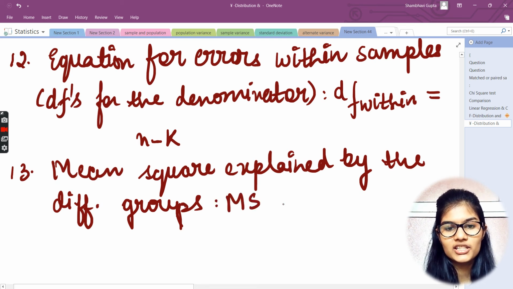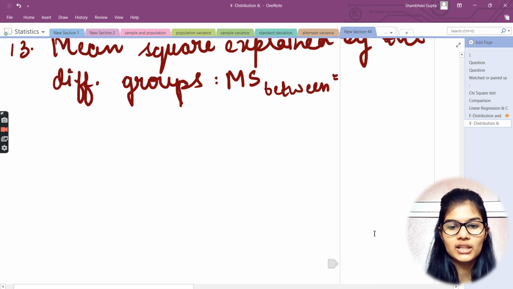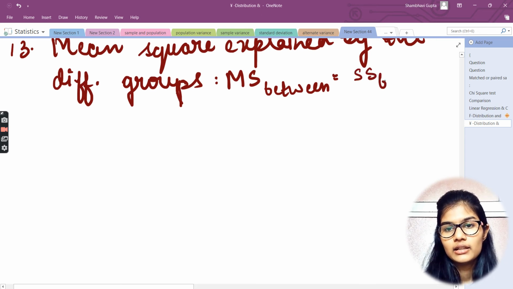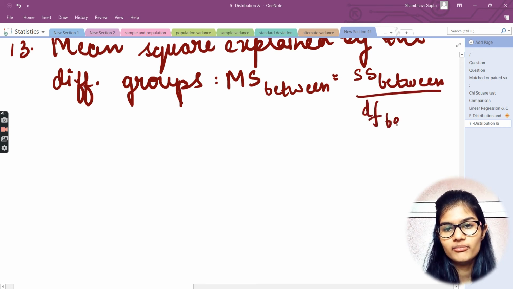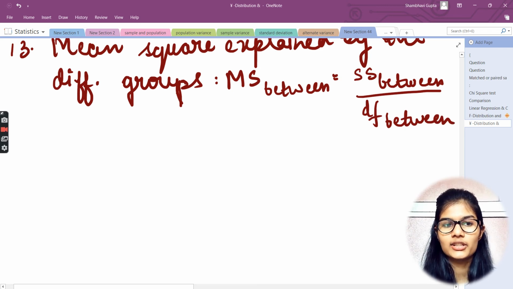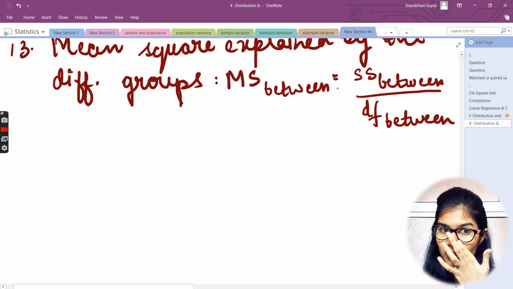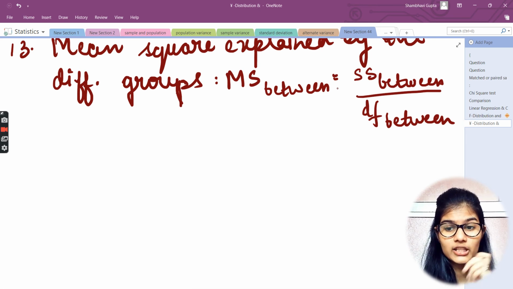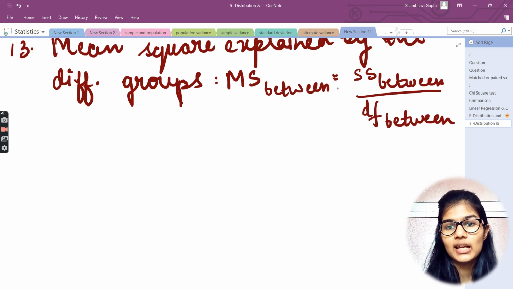Now in that we have MS between, with between as the subscript, and that is equal to SS between divided by DF between. So that's the mean square explained by the different groups. MS basically means the mean square, and between is the first category we have. The formula is SS between upon DF between.